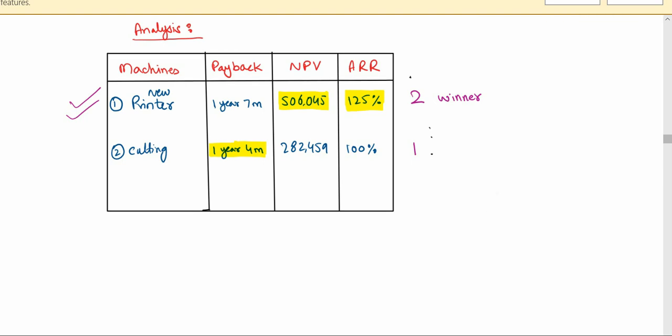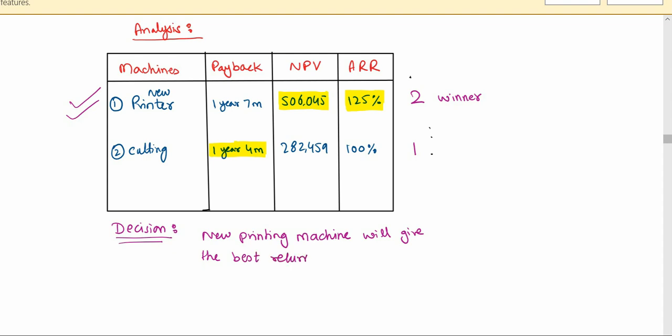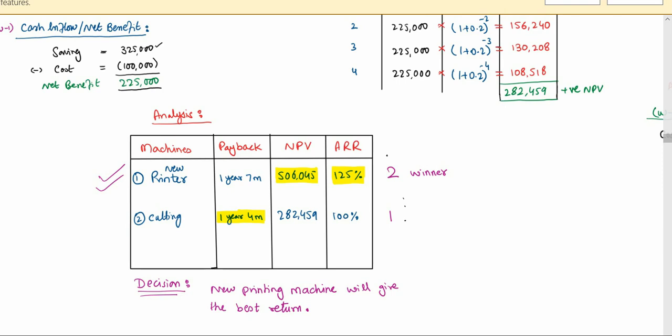So the decision is new printer. The new printing machine will give us the best return, although cutting has the lower payback period. So this is our decision and the question is completed in all aspects.